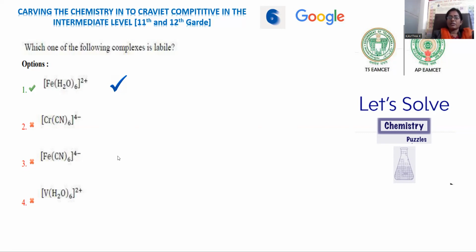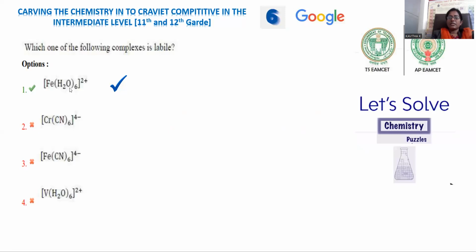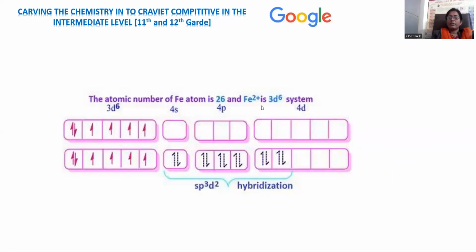Let's see how we can explain this. In order to explain that, we have the iron hexa aqua complex. It is iron plus 2, right? So whenever it is iron plus 2, it is d6. Let me mention d6 electrons over here: 5 orbitals occupied by 5 electrons, and the 6th electron enters into this d1. So this is the way the 3d6 electronic configuration of Fe plus 2 is there.